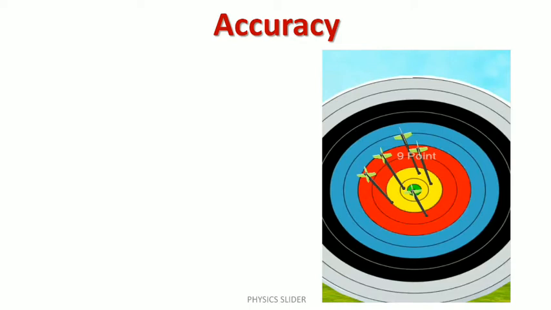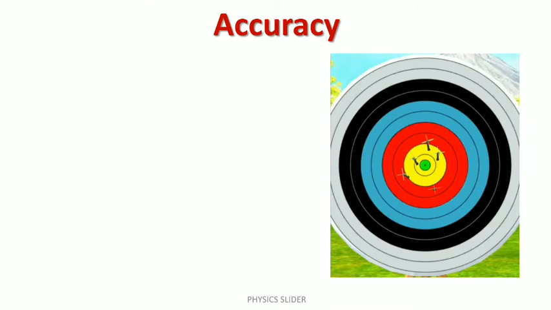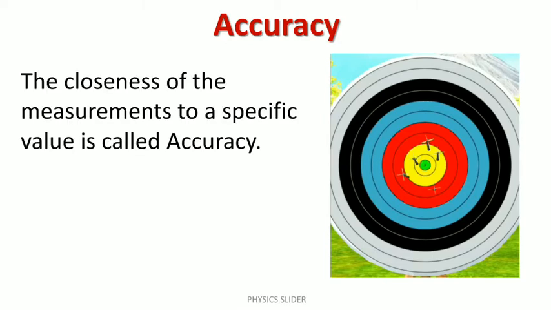So these were the arrows the archer aimed on the target, and all the 5 arrows are representing the closeness towards the bullseye. So we will say that the measurement achieved by these arrows is accurate. So this closeness is called accuracy. Watch here. The closeness of the measurements to a specific value is called accuracy.